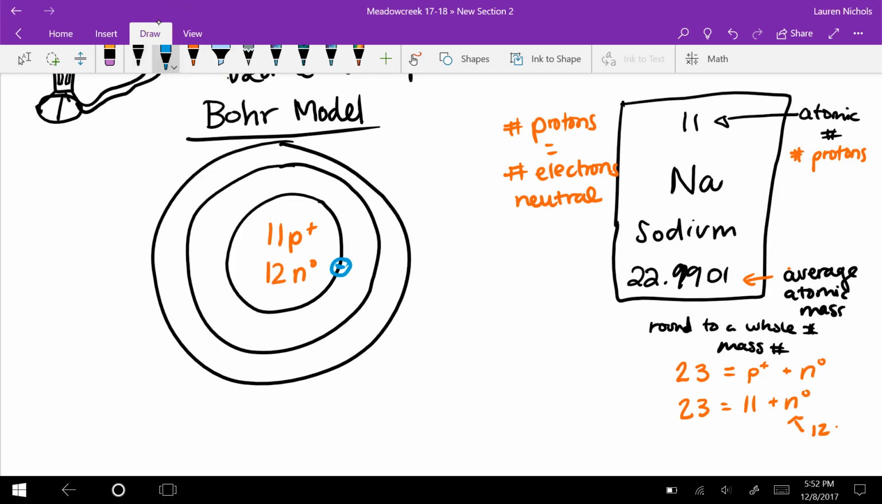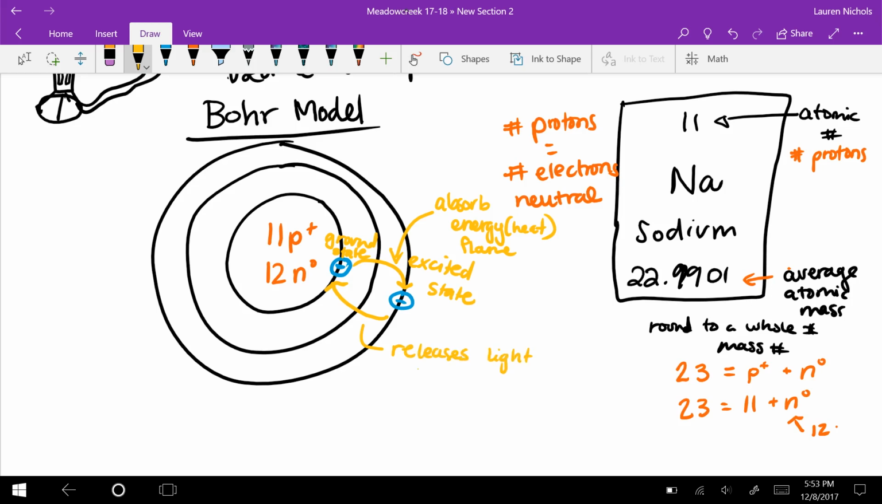And see what happens in this scenario is that the electron is going to jump from the lower ground state, or its original energy level, and it's going to jump to a higher energy level called the excited state. Now, the reason why it does this is because in order to make that jump, it had to absorb energy or heat from the flame. Okay? But it is unstable in that excited state. And so the electron is going to fall back down. And when it falls back down, it releases light in different colors based on how much energy it releases.